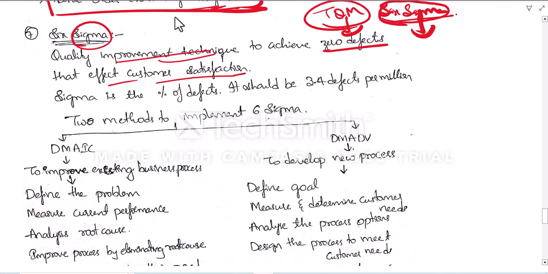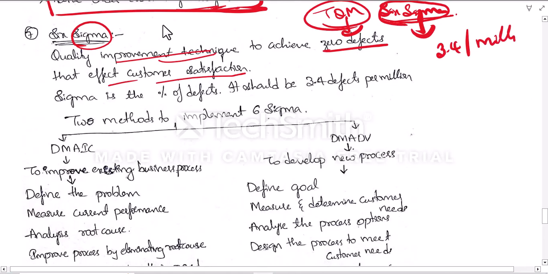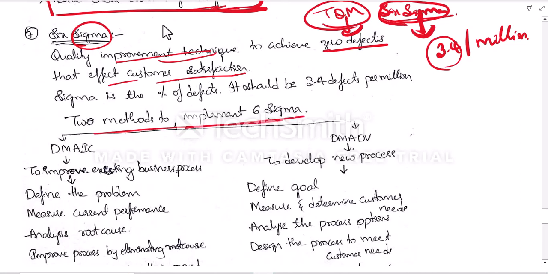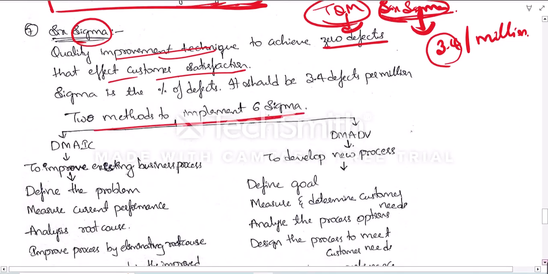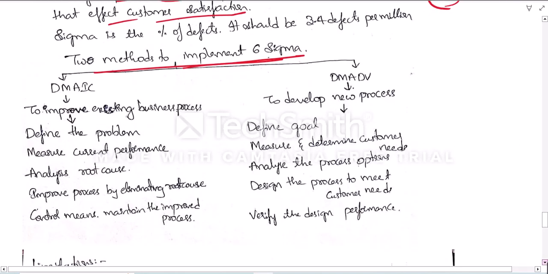According to some sources, 6 sigma means defects should be 3.4 per million. If we produce 1 million goods, only 3.4 can be defective. The rest should all be qualitative goods. So we can achieve 6 sigma, and we can implement it with the help of two methods.